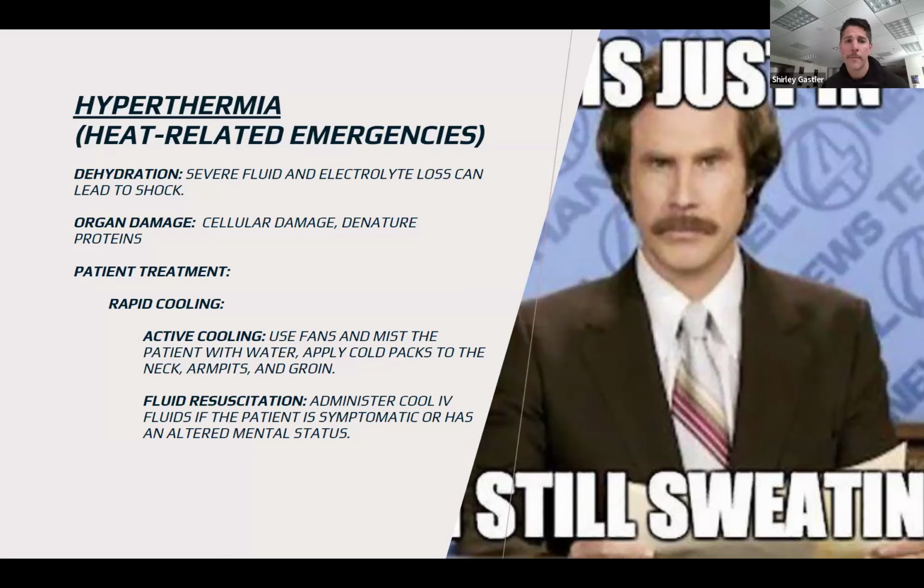Once you get over 107.6 is kind of the magic number. Once you hit over that level, that's when the cells start to have intracellular damage and you start to denature proteins. That's kind of the point of no return. These are patients to be very aggressive with: ice packs in the axilla, ice packs in the groin. Honestly, wet them and get a fan and blow air on them. That's the fastest way to cool external temperatures.